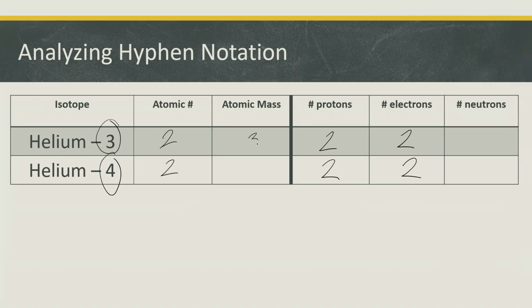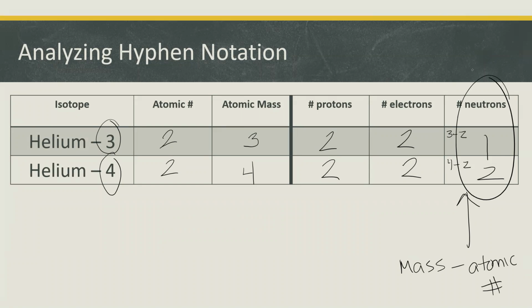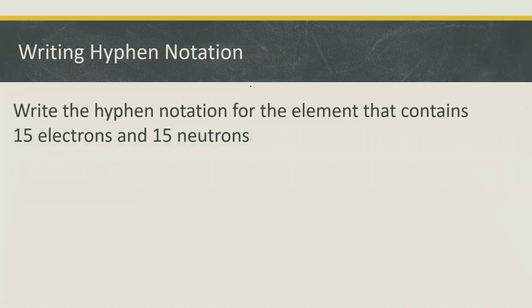So helium-3's atomic mass is 3. Helium-4's atomic mass is 4. I find the number of neutrons by taking the atomic mass minus the atomic number. The atomic mass of 3 minus atomic number of 2 gives me 1. For helium-3, there's 1 neutron. And if I take helium-4's mass minus its atomic number, 2. Helium-4 has 2 neutrons. Once again, that's the only thing that should be different besides the mass, which comes because it's different neutrons. All right, what if I asked you to write hyphen notation?